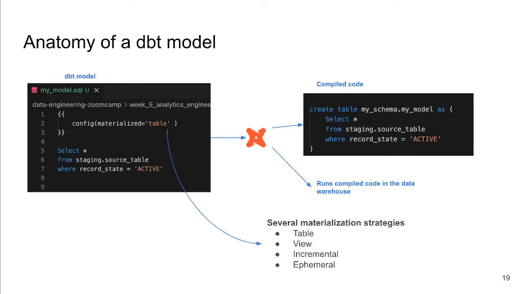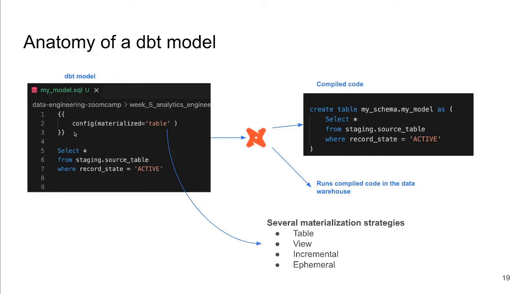Jinja is a Pythonic language that you're going to identify because it's going to be between two curly brackets or a curly bracket and a percentage. So this is a Jinja block. It starts with these two curly brackets, ends with the other two curly brackets. Inside the Jinja, we could use something like functions that are called macros that are going to help us later on generate the full code when it compiles.